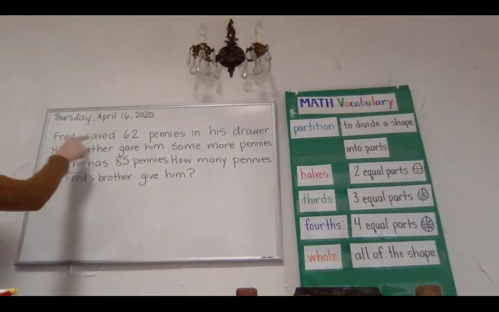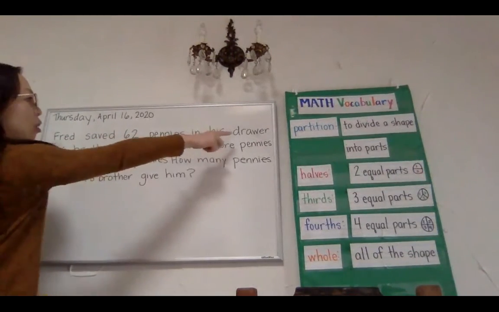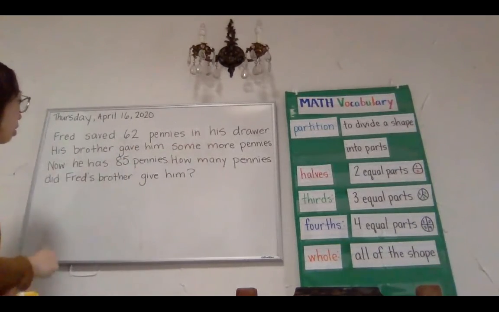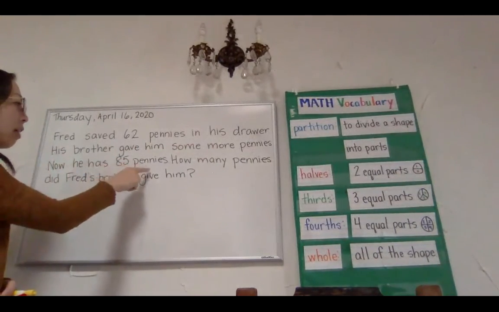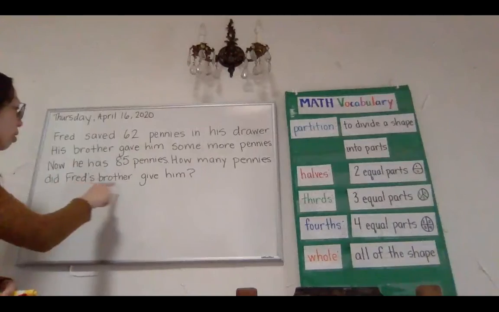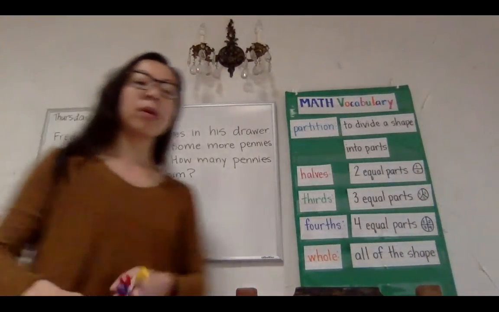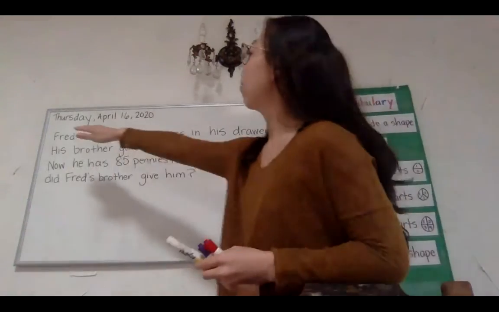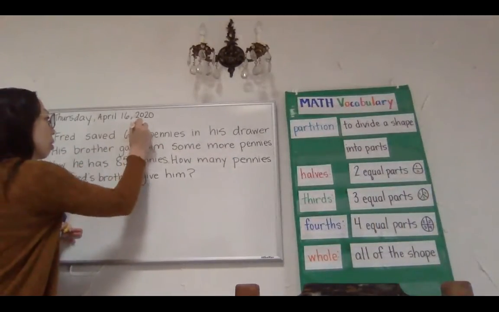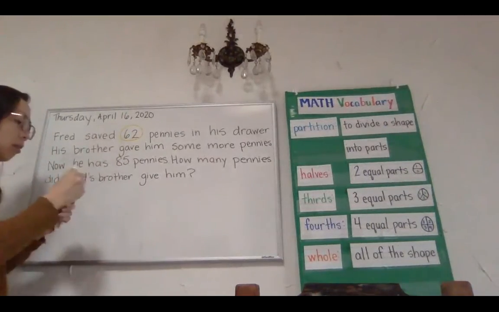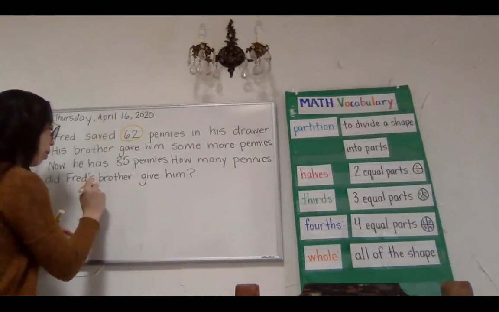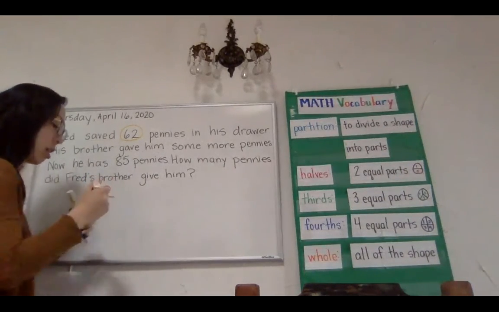This problem: Fred saved 62 pennies in his drawer. His brother gave him some more pennies. Now he has 85 pennies. How many pennies did Fred's brother give him? Okay, we read the problem, and now it's our job to figure out what are those keywords and numbers we need. Well, we see that Fred saved 62 pennies. When he saved them, we know that means he has them already. So let's go ahead and write that 62 down for our equation. 62, he has these pennies, he saved them.